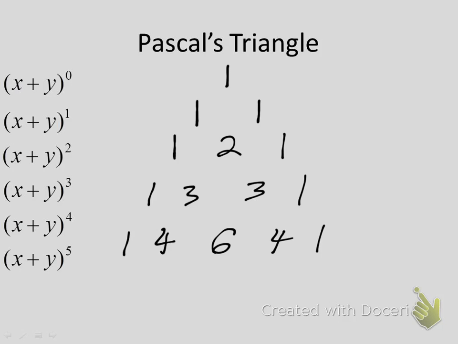I want you guys to figure out the last line up there, x plus y to the fifth. Look for a pattern. Okay, so we figured out we have 6 numbers because your exponent, it's always one more. And we figured out that we start at 1 and we finish at 1. Now, how do we come up with the middle numbers?